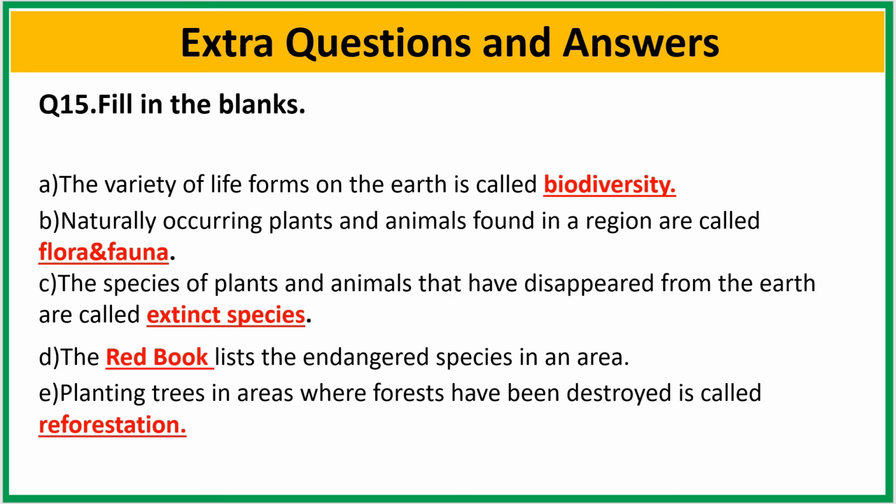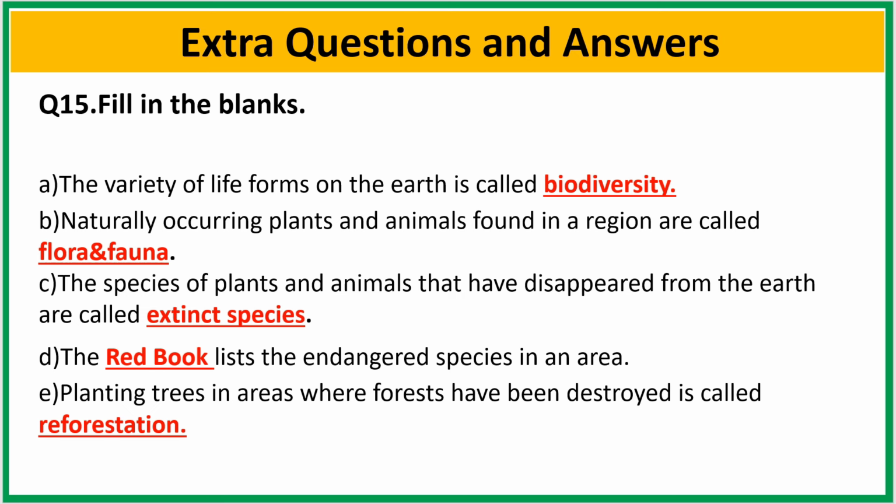Then, question number C. The species of plants and animals that have disappeared from the earth are called dash. So, those species of plants and animals which have been lost forever are known as extinct species. Question number D. The dash lists the endangered species in an area. So, what is meant by endangered species? The animals or plants which are at high risk of becoming extinct are known as endangered species. So, the answer is Red Data Book.